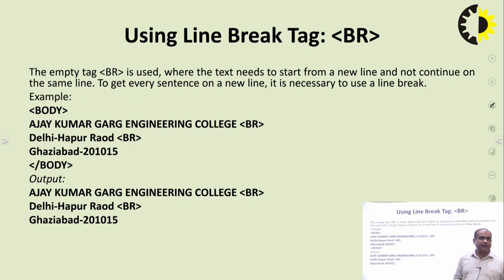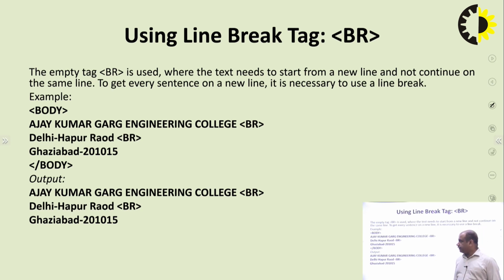The next tag is the BR tag. BR stands for break row. It is used where the text needs to start on a new line and not continue on the same line. It gets every sentence on a new line. It is necessary to use a line break, otherwise everything will be written in a single line.